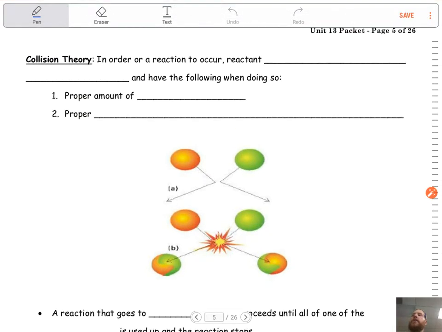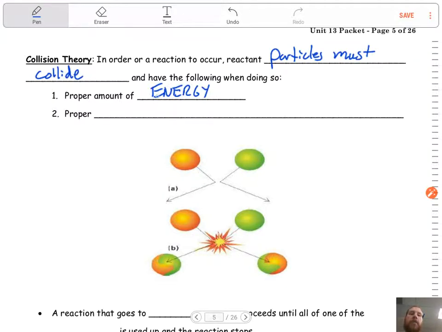This all comes under collision theory. We've talked about it in KMT a little bit, but now we're talking about the actual particles colliding. So in order for a reaction to occur, reactant particles must collide, kind of makes sense, right, collision theory, and have the following when they do so. In order for them to collide, it's not just if they hit each other that the reaction will actually occur, okay? They have to have the proper amount of energy. So if they don't have enough energy to form bonds or to break bonds, nothing's going to happen.